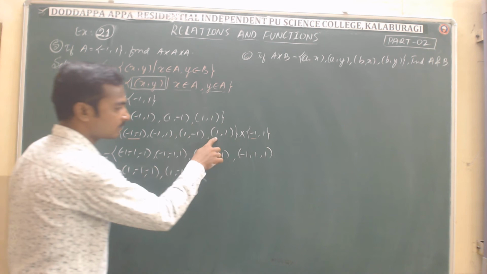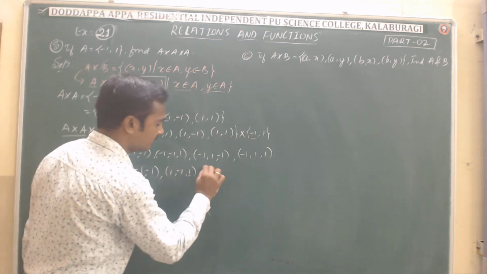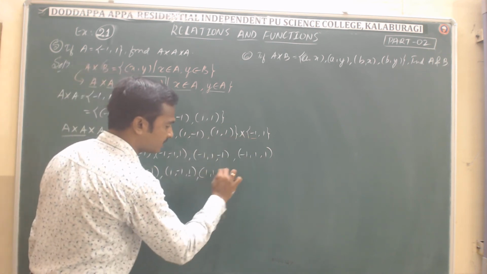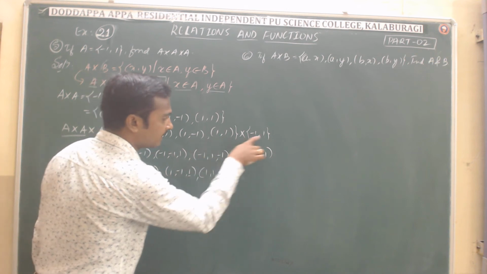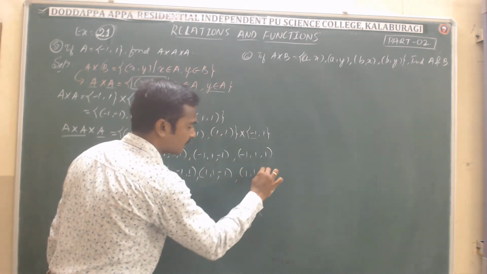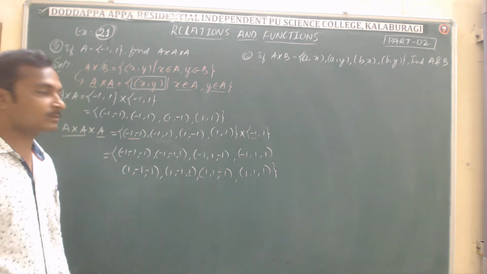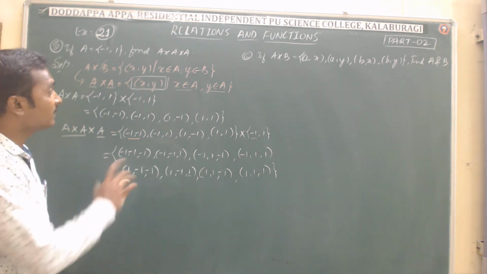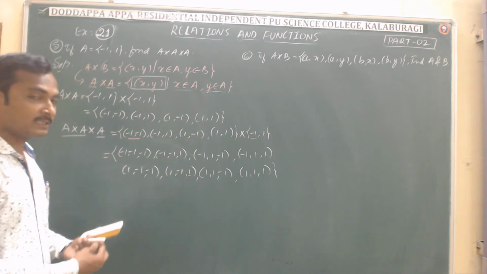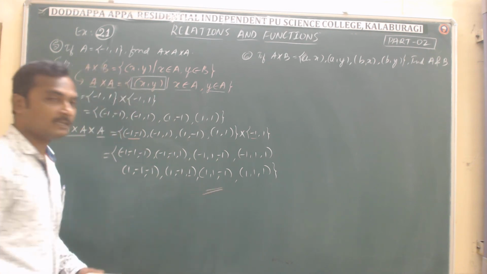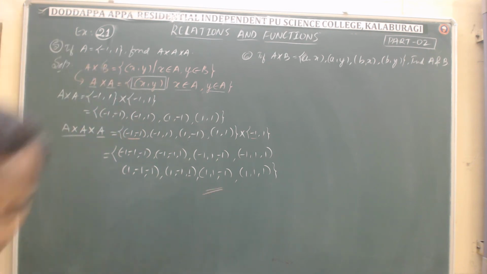Let's go to the last element. 1 comma 1 relates to -1. Therefore 1 comma 1 relates to -1. 1 comma 1 relates to 1. Therefore 1 comma 1 relates to 1. So that is the end of the story. Therefore, in this way, this is called the Cartesian triple product of the sets. Note this.